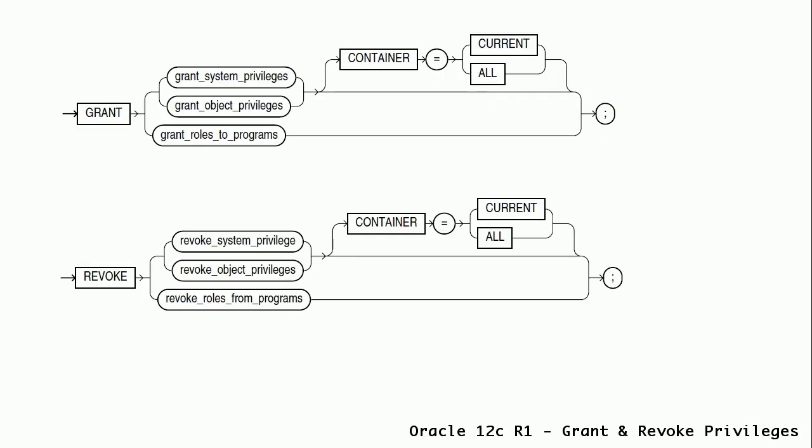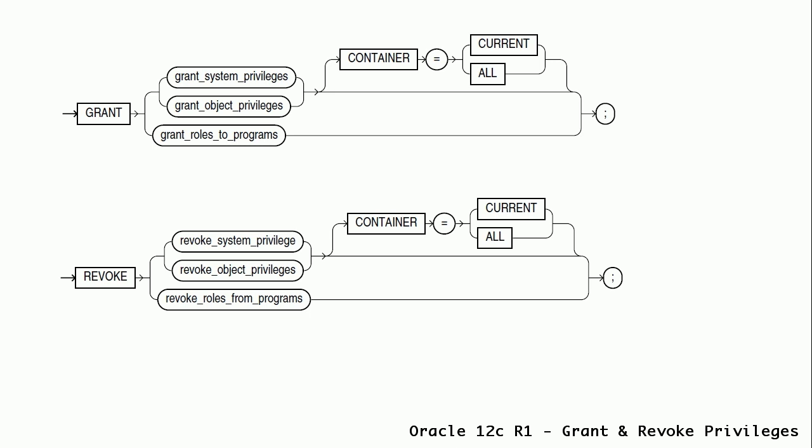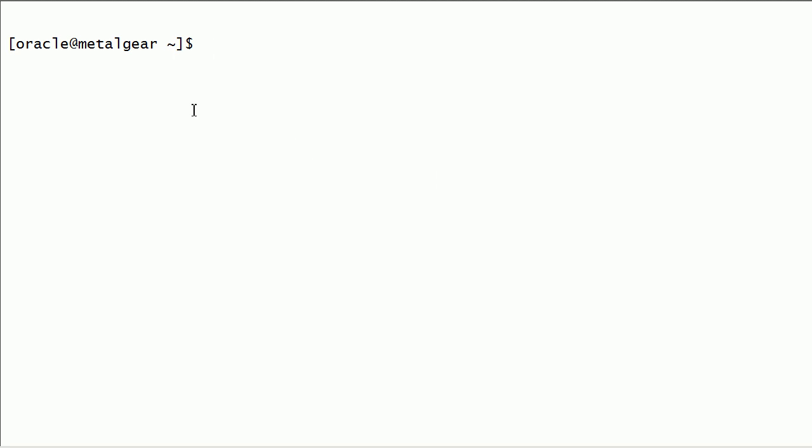Starting with Oracle 12c, grant and revoke commands also have a container clause. Container equal to current for a local privilege and container equal to all for a common privilege. I am connected to Metal Gear Server as Oracle user.